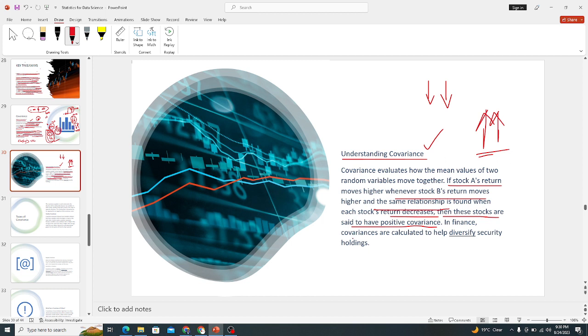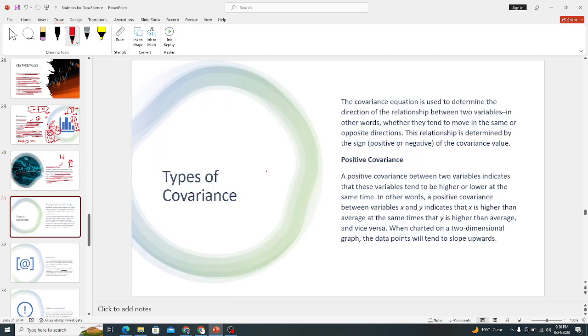In finance, covariance is calculated to help us diversify our security portfolio so that you may not put all your eggs in the same bucket. So that's the meaning of diversification. You can't invest all of your assets in one asset. Okay, all right. So let's go now to the other one.